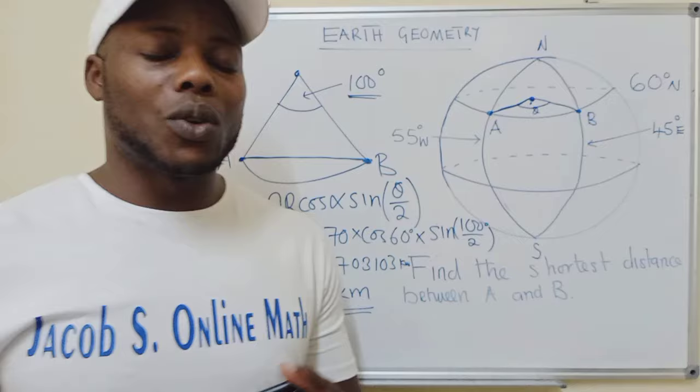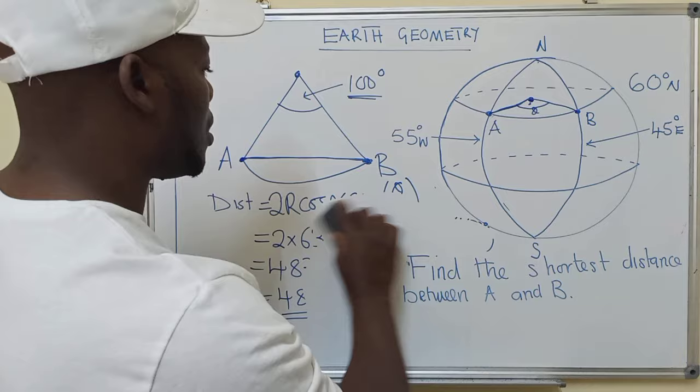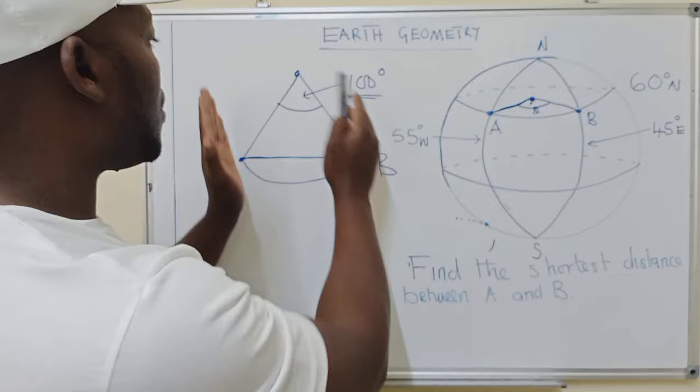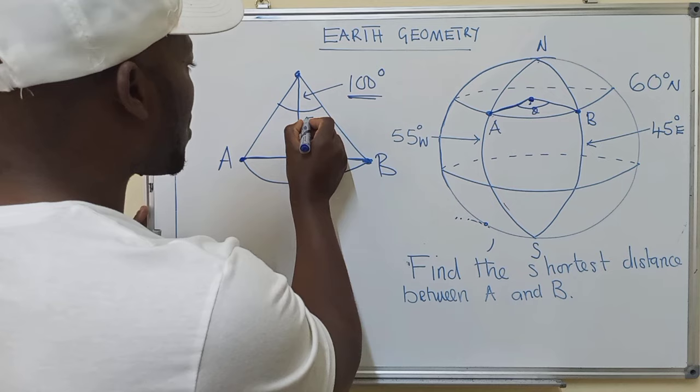So I've shown you one method. Now let's try another method. The other method to find the shortest distance is to get this sector and find the angle. After finding the angle, you cut like this. This is a right-angled triangle. This is 90 degrees, and the angle here will be 50 degrees. If this is 100 degrees, this will be 50 degrees.